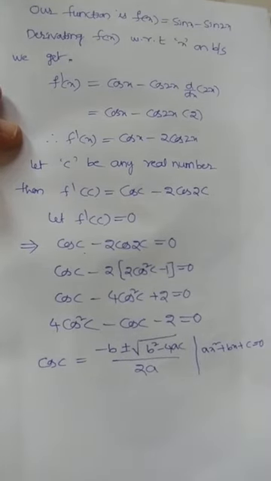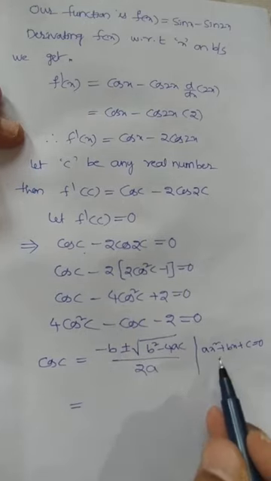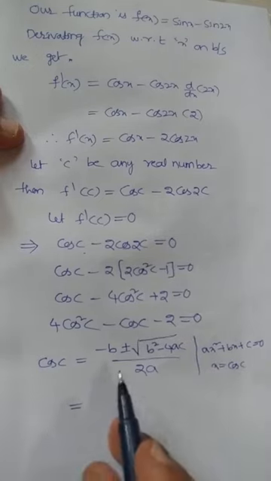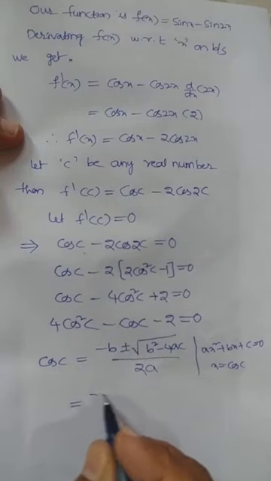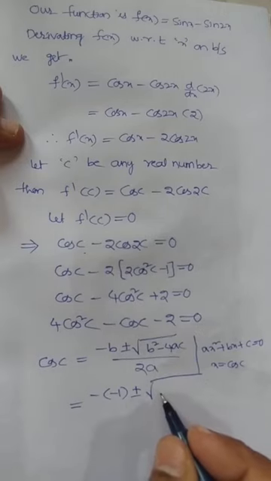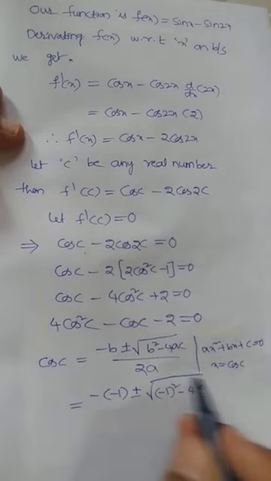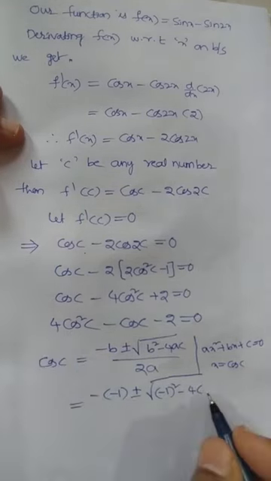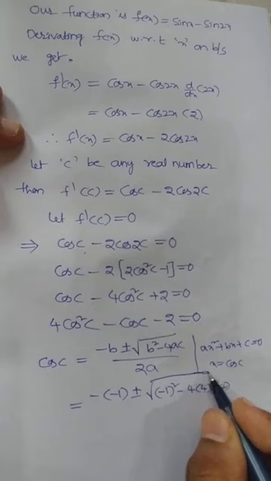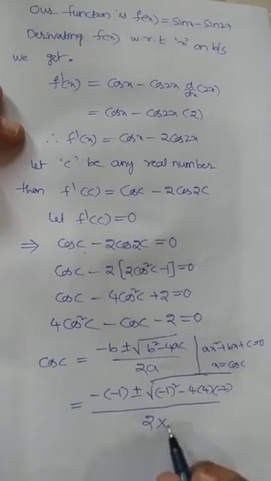So now what is the b value here? In place of x, we are having cos c here. So now what is b here? Minus 1. So minus of minus 1 plus or minus under root of b square, minus 1 whole square, minus 4 into a. Cos square c's coefficient is 4, and c is minus 2, by 2 into a, which is this one, 4.